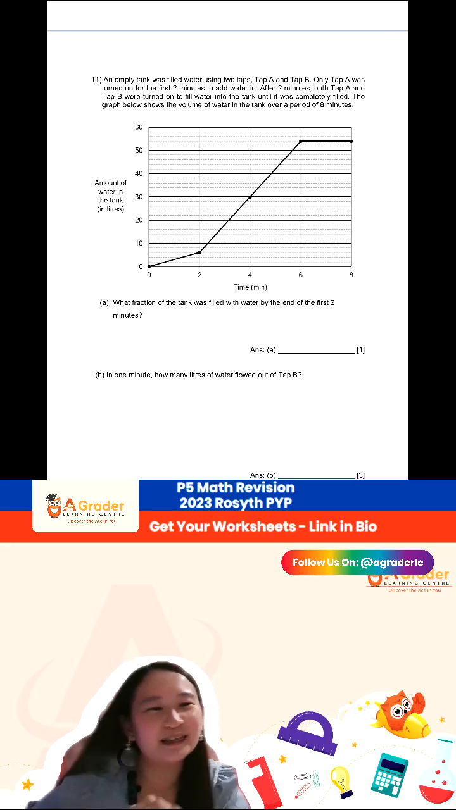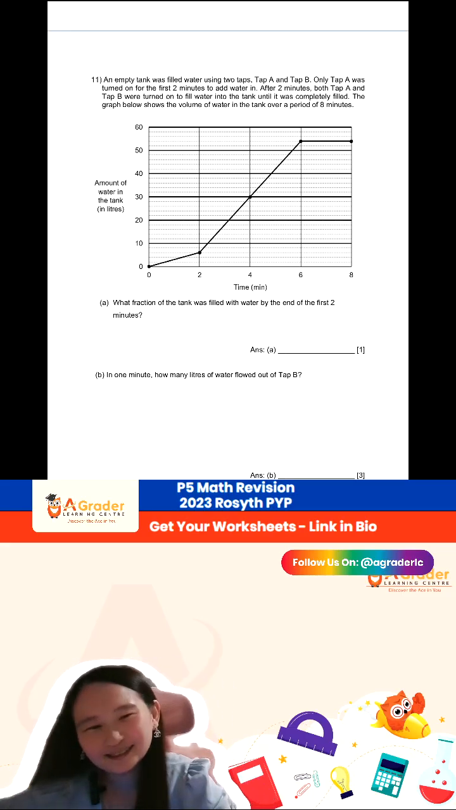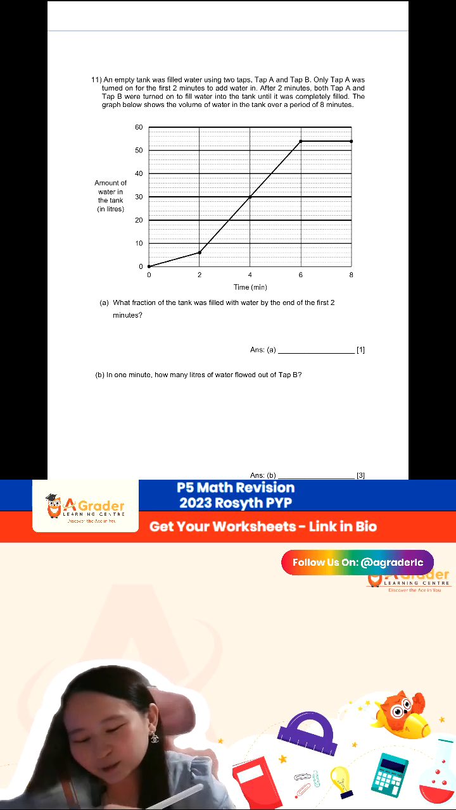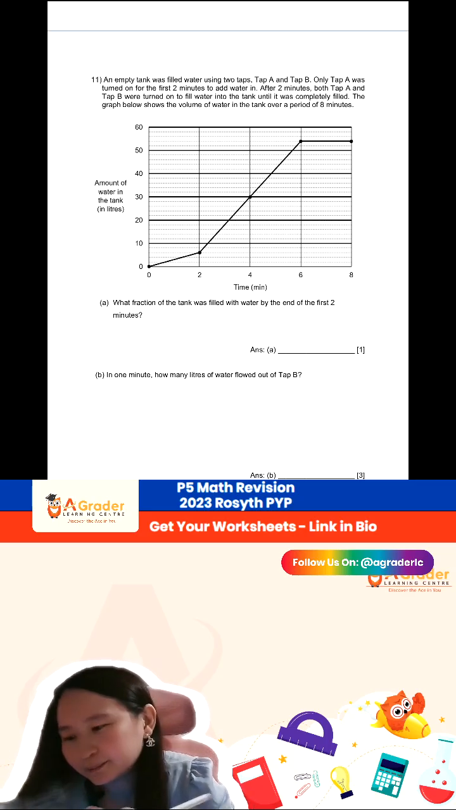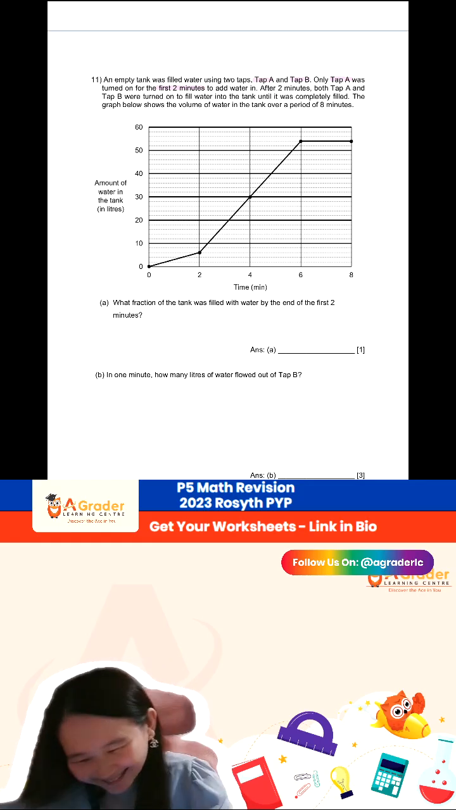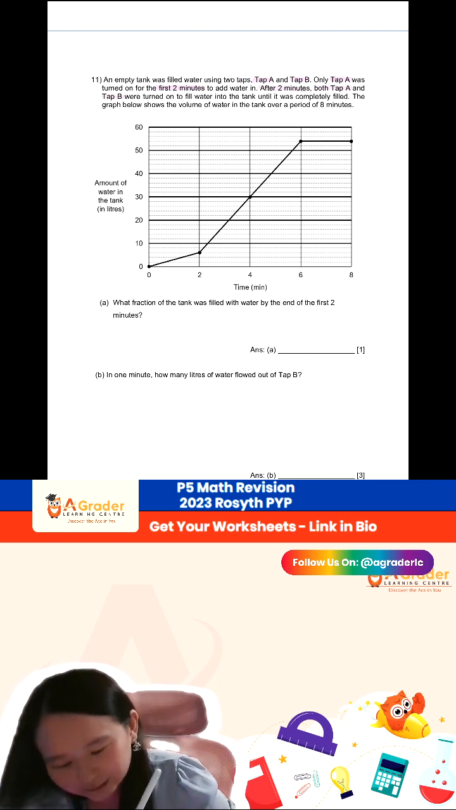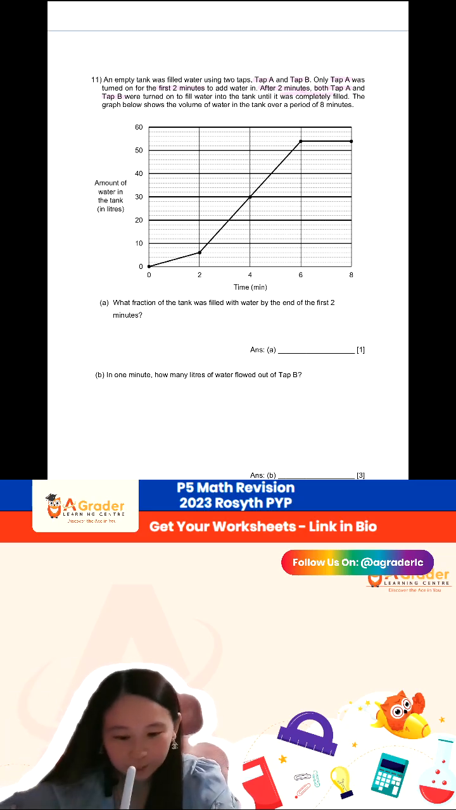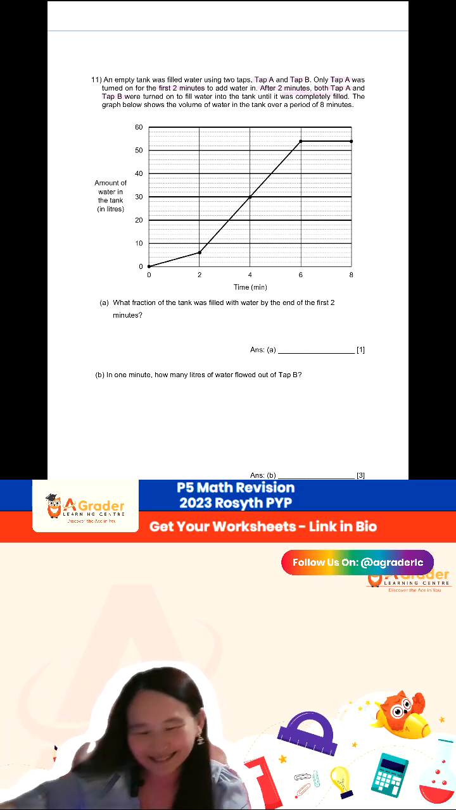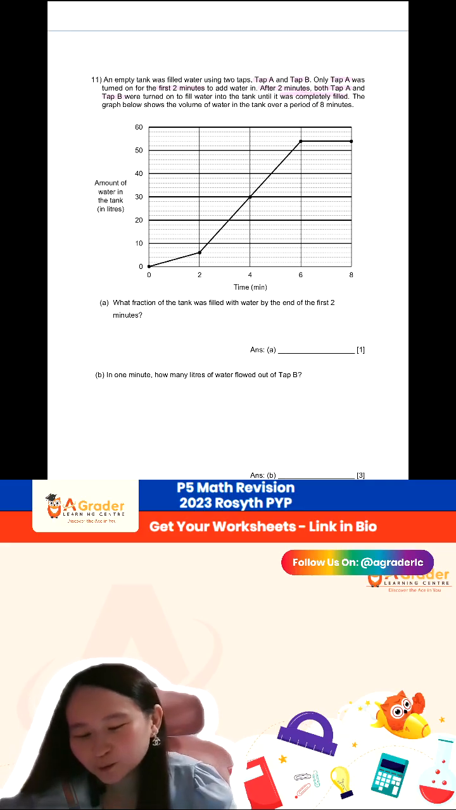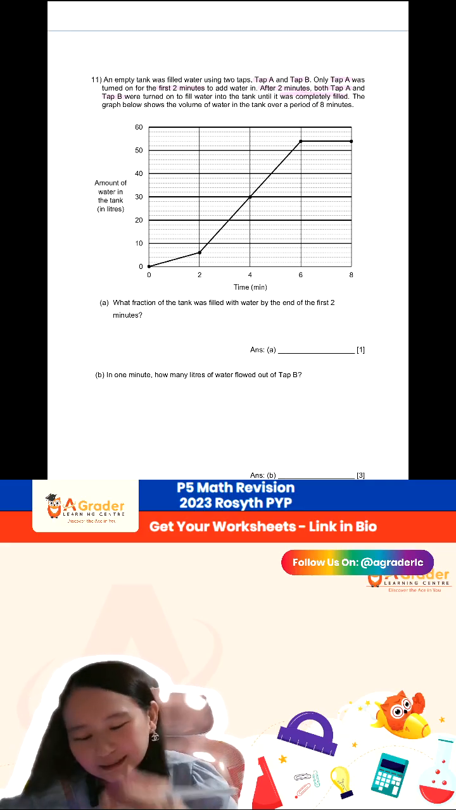Okay, question 11. Can I start question 11? An empty tank was filled with water using two taps, tap A and tap B. Only tap A was turned on for the first 2 minutes to add water in. After 2 minutes, both tap A and tap B were turned on to fill water into the tank until it was completely filled. The graph below shows the volume of water in the tank over a period of 8 minutes.